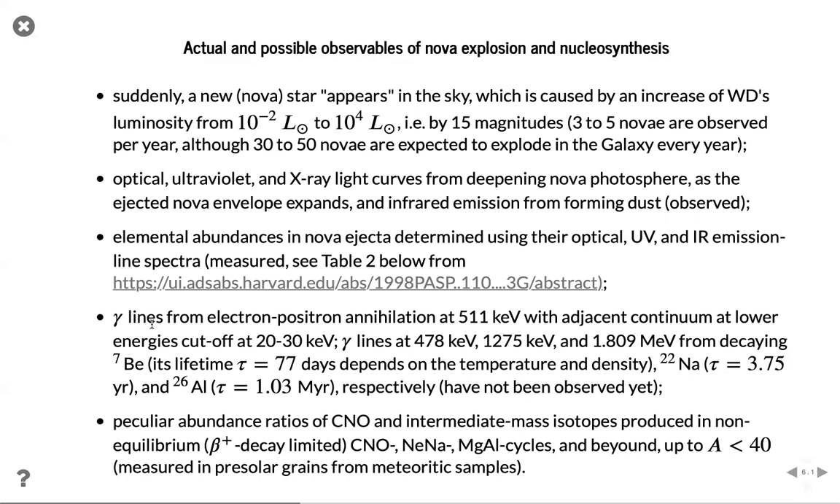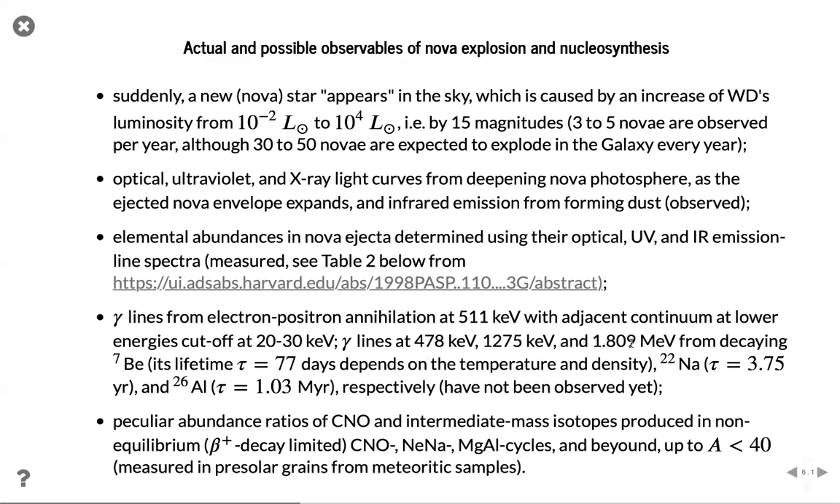So now about possible observables that unfortunately have not been yet really observed. But they are predicted. So theoretically, they are predicted. So they in principle can be observed under certain circumstances. These are gamma ray lines from electron-positron annihilation at 511 kiloelectron volt, with adjacent continuum at low energy cutoff at 20 to 30 kiloelectron volt. This is what is predicted, but has not been observed yet. Gamma lines at specific energies shown here.